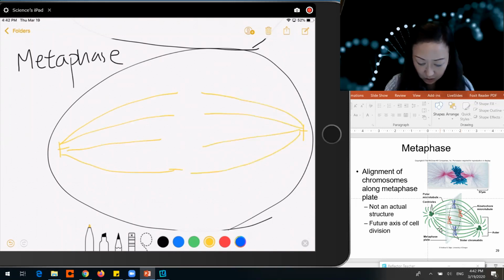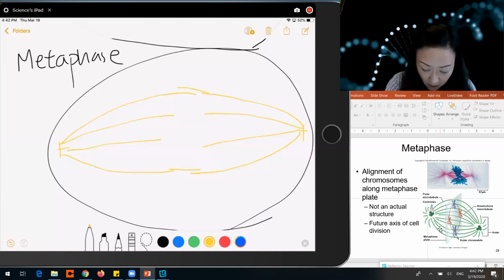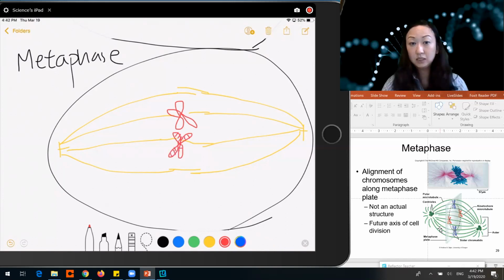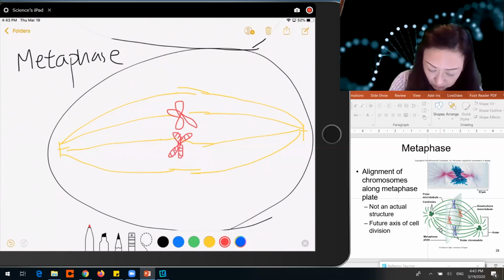Okay, and then they're going to do this. And some of the microtubules just overlap. Some are then going to attach to your chromosomes and make sure the chromosomes align in the middle. Okay, so let me just draw that really precisely.